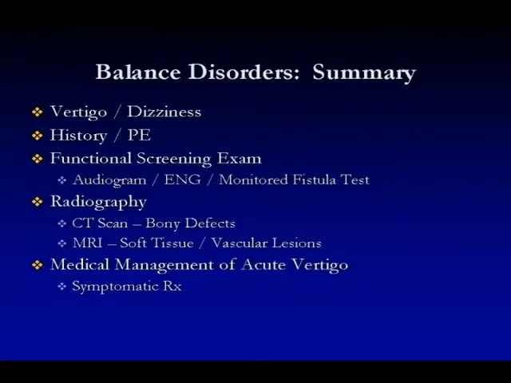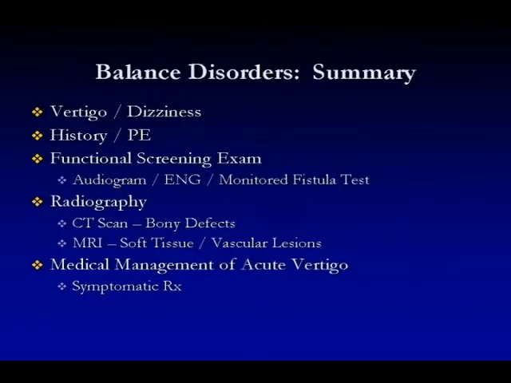Audiometric studies, ENGs, and monitored fistula tests are very inexpensive. I think a VNG is less than $200. So when you start comparing that to MRIs and CT scans, it's relatively inexpensive to work these up as screening functional exams. Radiography, the CT scan is good for bony detail. MRIs are what you really need for soft tissue detail, and it offers you so many more things that if you're only going to get one X-ray, probably get the MRI with gadolinium or some form of Magnavist enhancement.